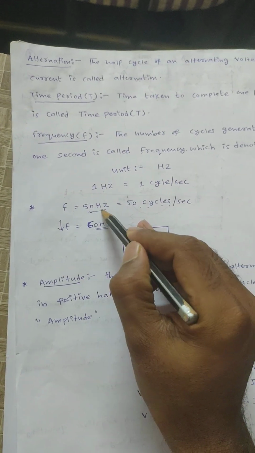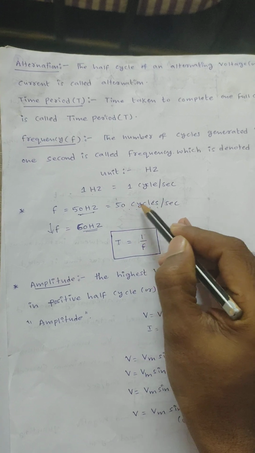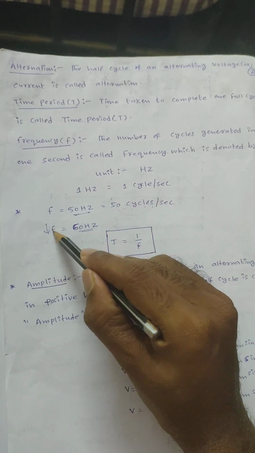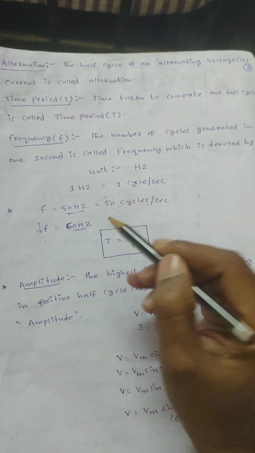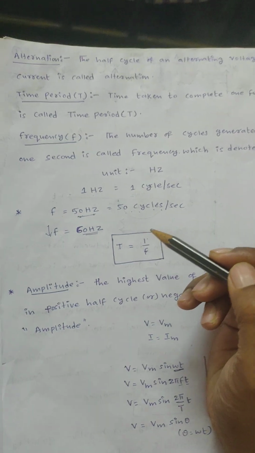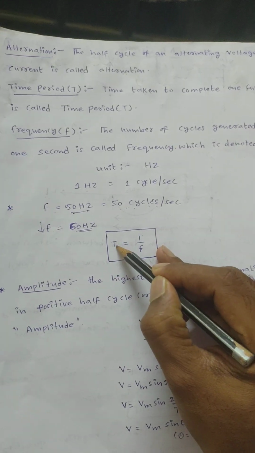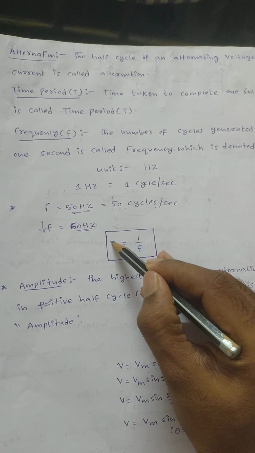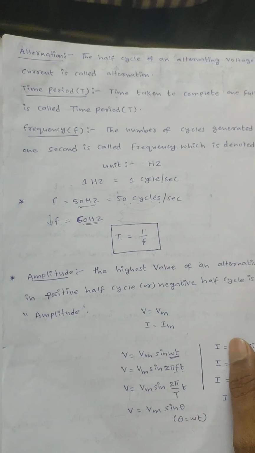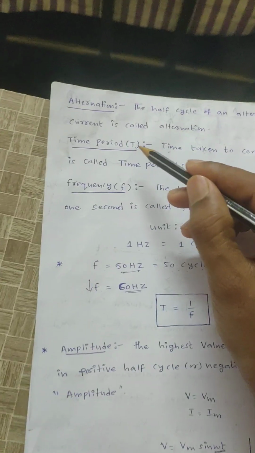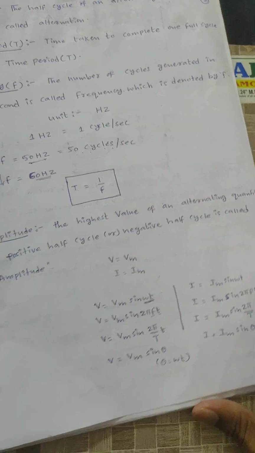Indian standard frequency F is equal to 50 Hz, that is 50 cycles per second, whereas in American standard, frequency F is equal to 60 Hz. Here the relation between time period and frequency is time period T is equal to 1 by F. This is the relation between time period T and frequency F.